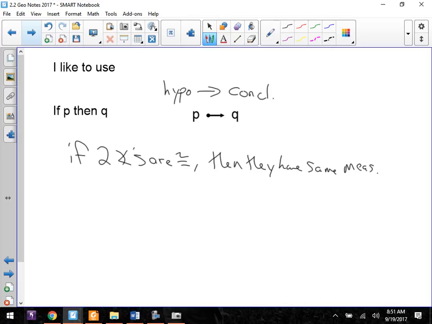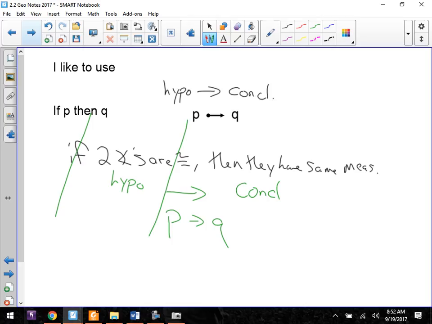Well, the hypothesis is the first part, which is? Right. Okay. The hypothesis is quite literally right in here. If two angles are congruent. Okay? If two angles are congruent, that's your hypothesis. Which means it brings the conclusion. P implies Q. You'll hear it said like that. If P then Q, P implies Q.